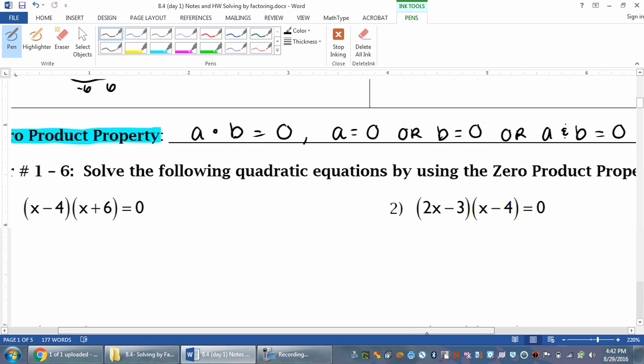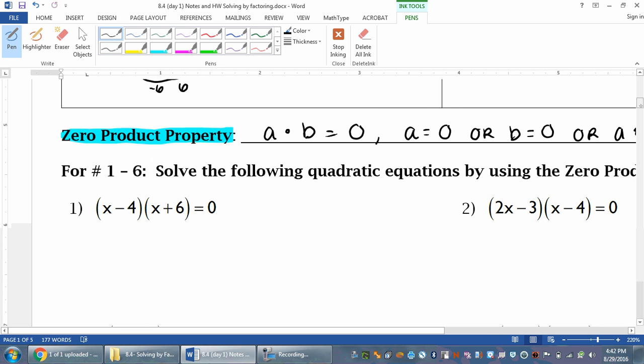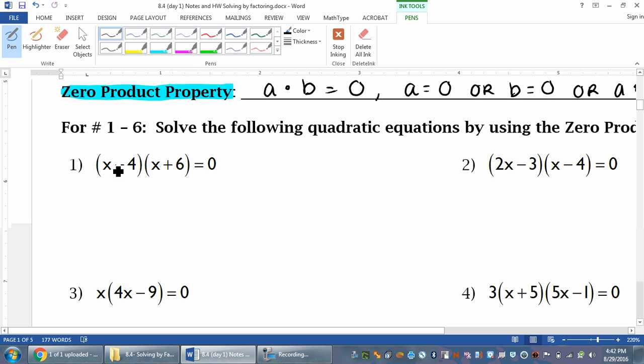What we're going to do is solve the following equations using that property. So if you notice, look at number 1. You see how I already factored it for you? Just keep that in mind. It's already factored into the two binomials. If I have x minus 4 times x plus 6, when you multiply those two binomials together, you're going to get 0. Well, what do I know? Either the first one, so let's say this is A, either A is equal to 0, or B is equal to 0, or both of them.